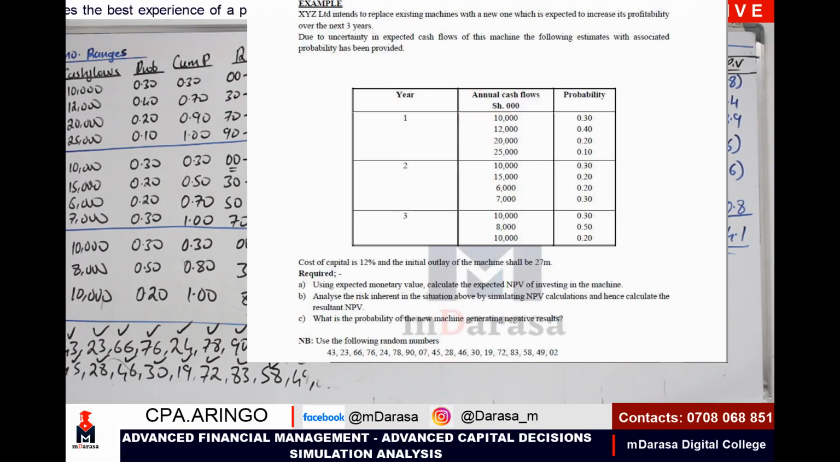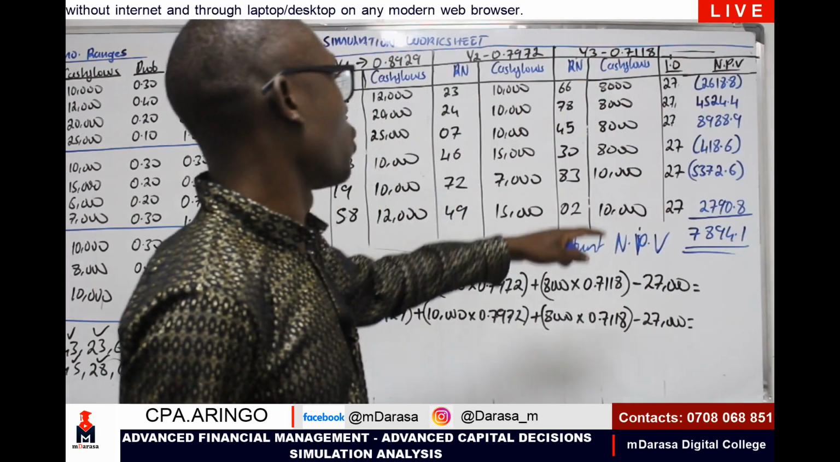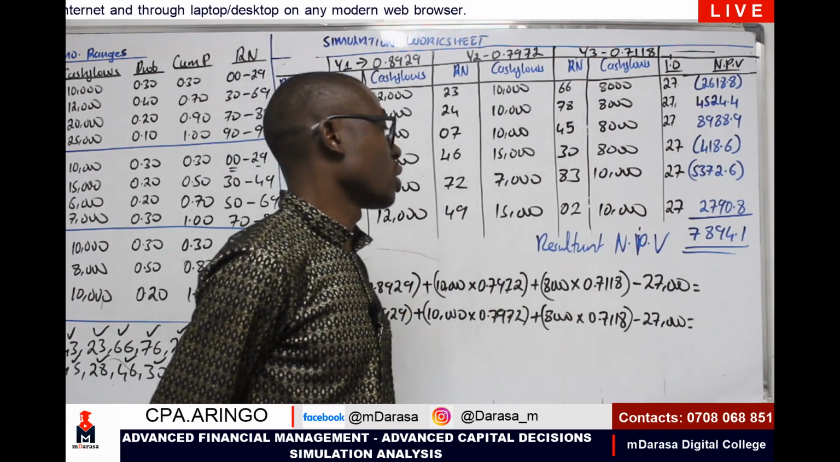What is the probability of the new machine generating negative results? That was part C. That is simple. And why is Mwalimu saying it is simple? Look at where we're having negatives. How many negatives of the total?